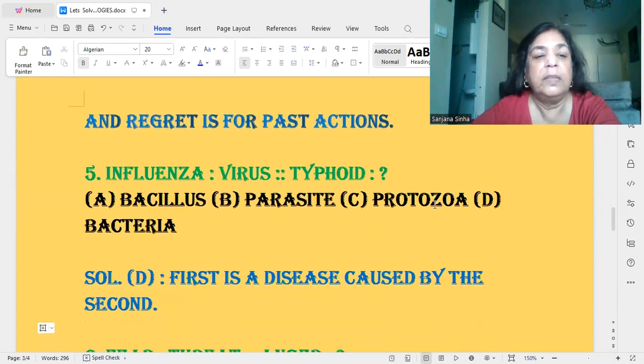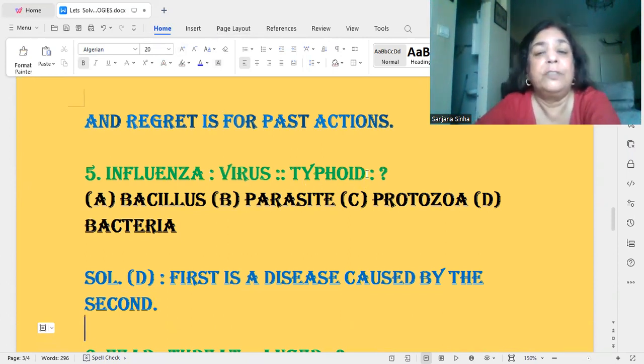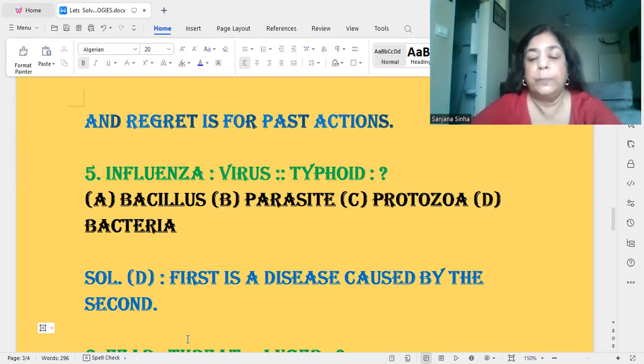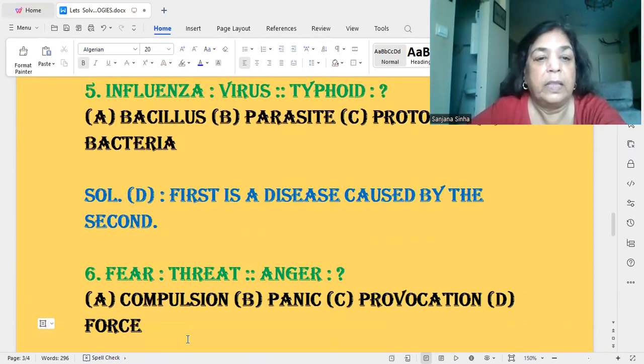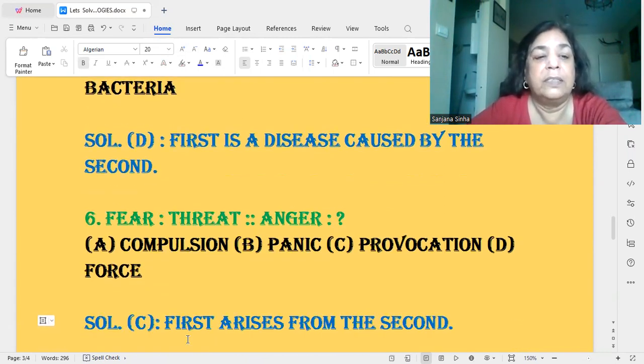The easy one: influenza is a disease which is caused by a virus, and typhoid is a disease which is caused by bacillus, parasite, protozoa, or bacteria. So it is caused by bacteria. Influenza is a disease caused by the virus, and typhoid is a disease caused by bacteria. See, these are very simple ones.